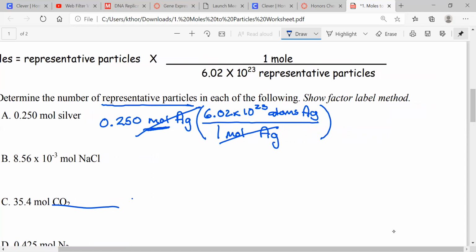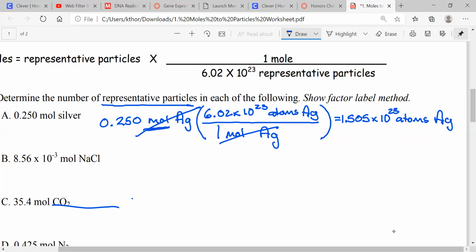So get out your calculator. 0.25 times 6.02. I got 1.505 times 10 to the 23rd. 1.505 times 10 to the 23rd atoms of silver. Now, listen carefully to my question here. Is our scientific notation in the proper format? Yes. Here's my next question. Do we have the correct number of sig figs in our answer? No.